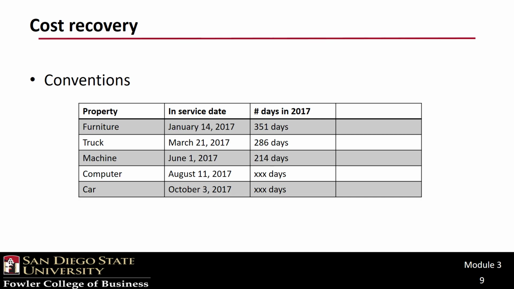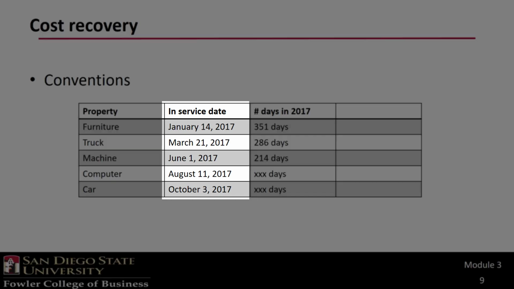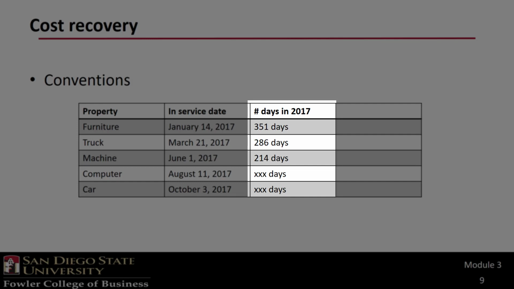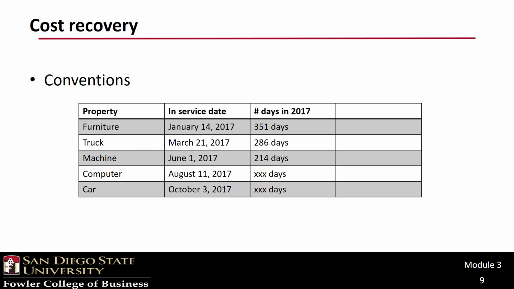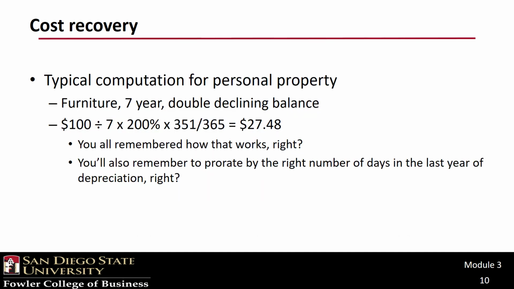Let's look at this set of hypothetical property acquisitions. You can see the property was placed in service at different times during the year. I have been nice enough to count the number of days each property was in service. For example, the furniture will be in service for 351 days during the year. The truck, 286 days, etc. One might expect that as a result, the typical depreciation calculation must take into consideration the number of days when computing depreciation, which, by the way, generally uses double declining balance for most personal property. So we just pull that old chestnut together and off we go, right?